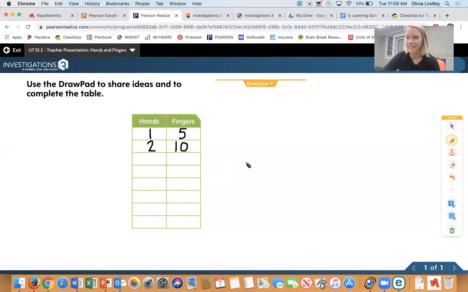Okay, there we go. Now if we have 3 people, so if I add another 5, I can put 10 in my head, and I'm going to count on 5 more. 10, 11, 12, 13, 14, 15.